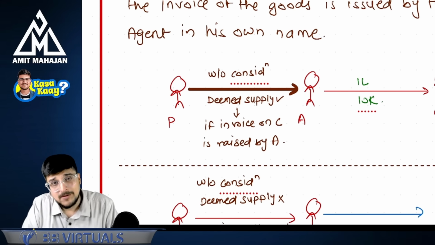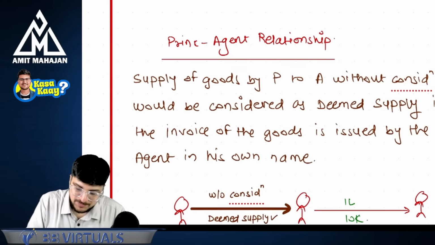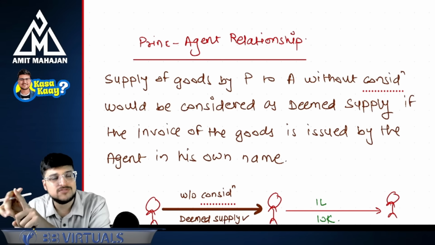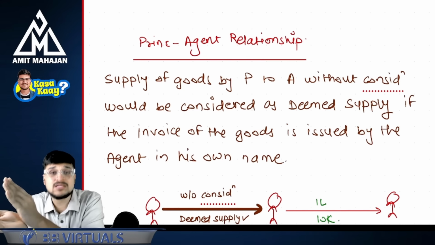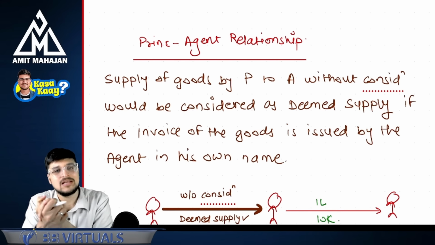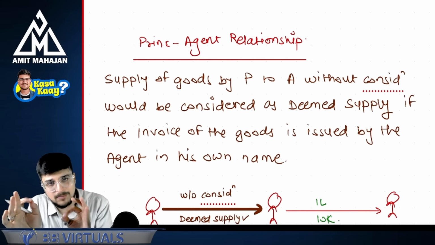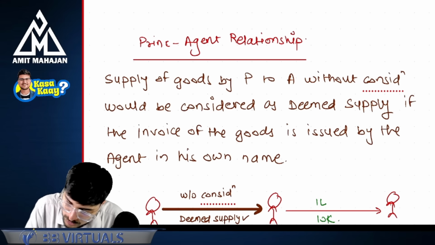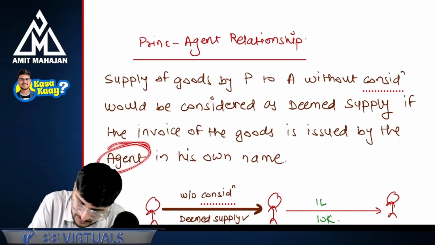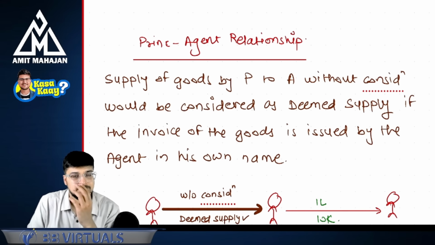Are you understanding? Perfect. So from an exam perspective, you will say when there is a transfer of goods from principal to agent which is without consideration, it will be considered as a deemed supply if the invoice of the goods is issued by the agent in his own name on the customer.